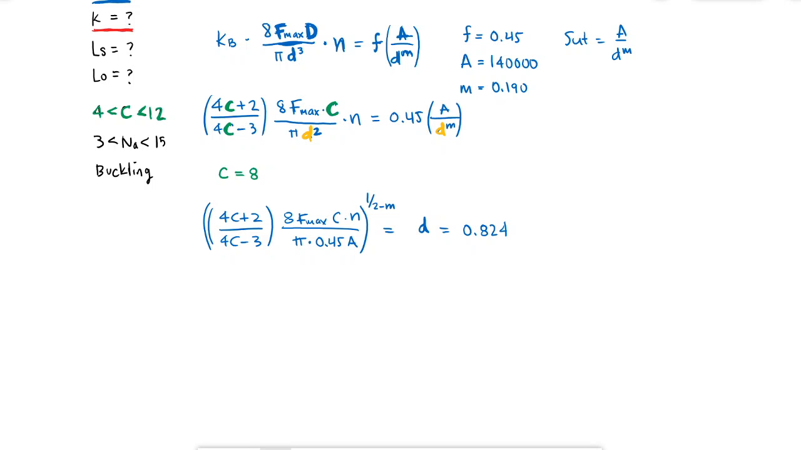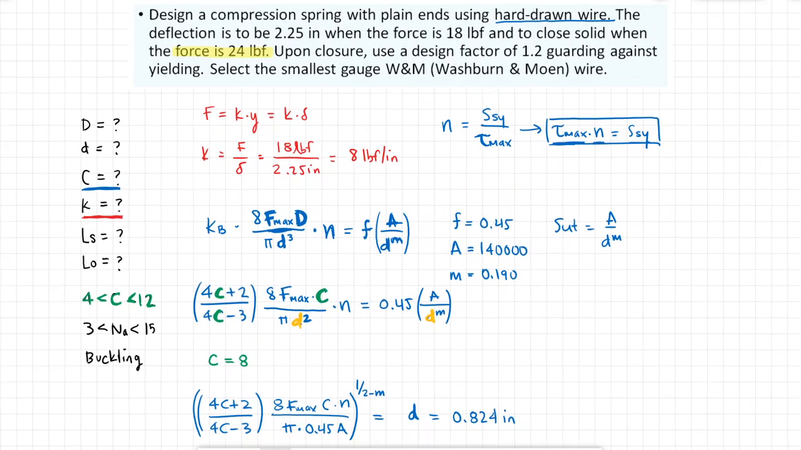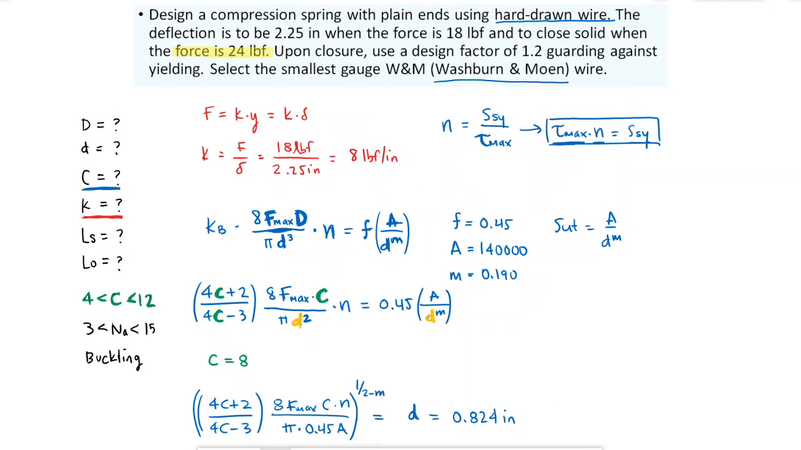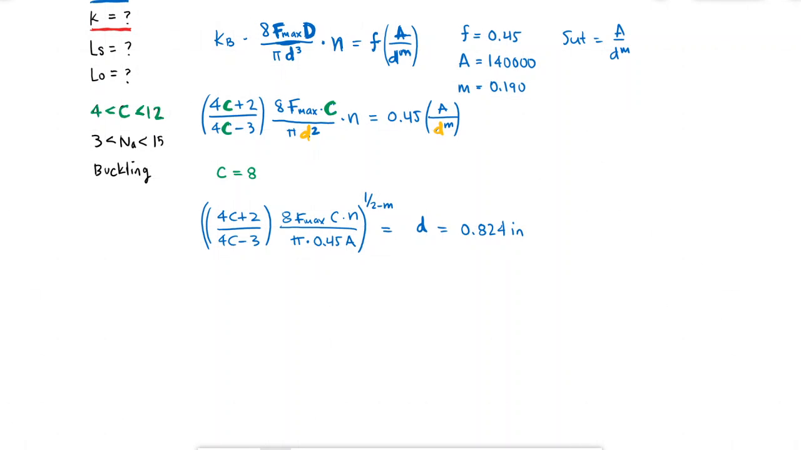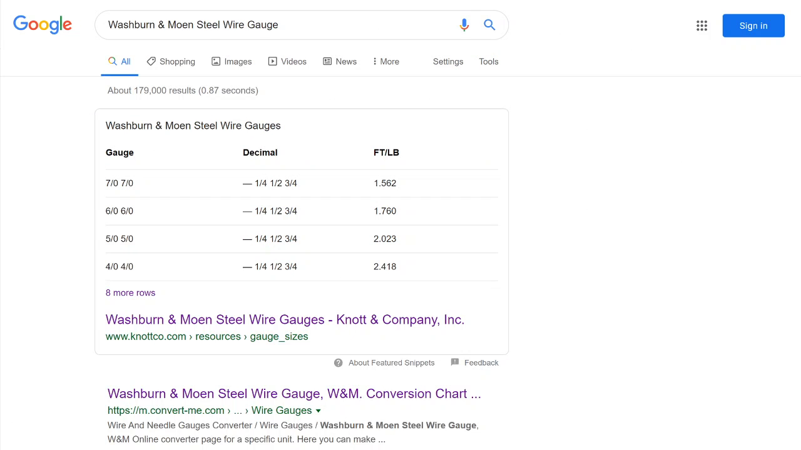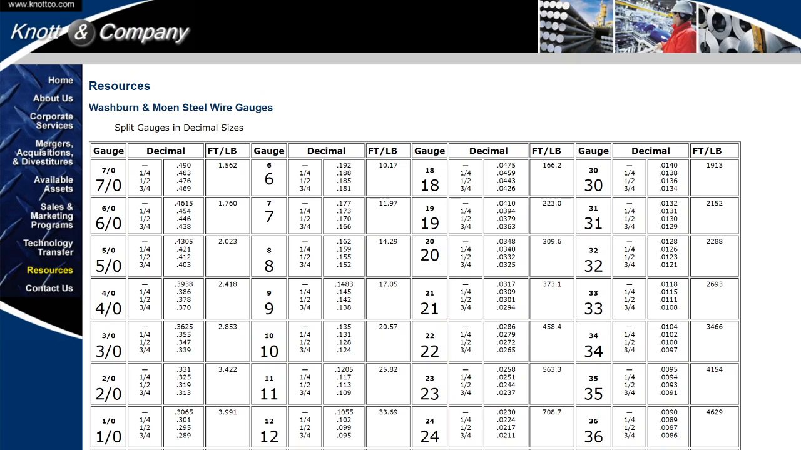0.824, right? This is theoretical because I'm probably not going to get 0.824 inches from the available Washburn and Moen wires. Okay, so what is the smallest gauge I can get that works for this theoretical diameter? Go to Google. I Google Washburn and Moen steel wire gauge, first link, and I see this, and I'm looking for numbers here that give me that 0.824.